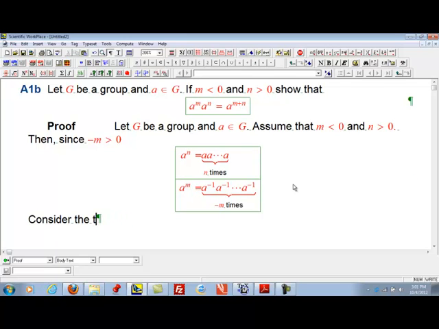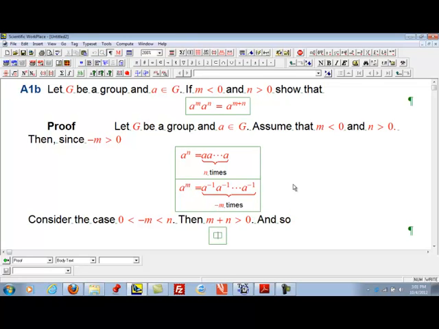I'll start with, consider the case that negative m, which is a positive value, is going to be less than n, but they're all positive, so this is bigger than 0. Tell me in this case, what is n plus m or m plus n? Positive or negative? Positive.